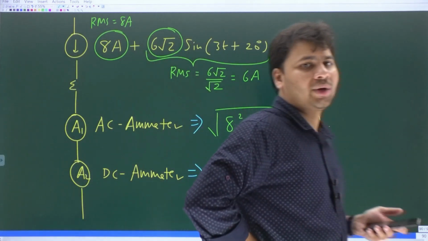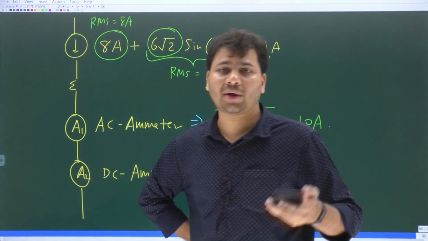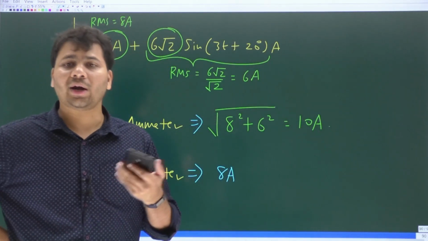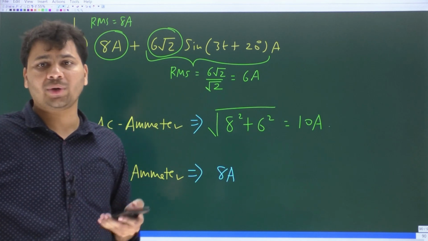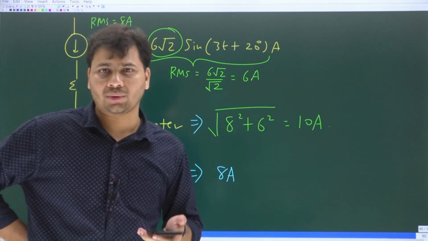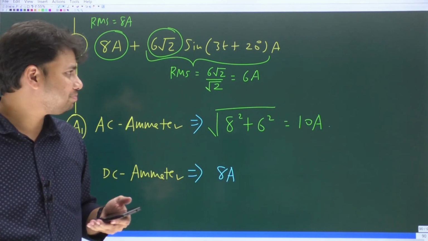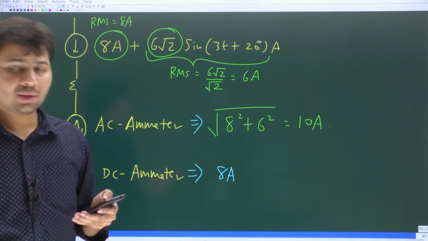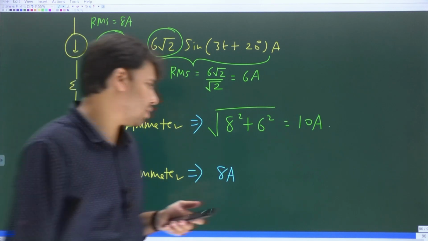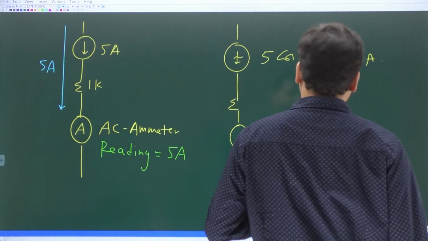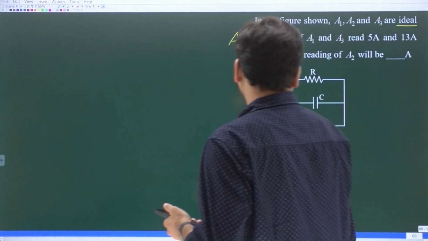And also, an ideal ammeter will behave like a short circuit. An ideal voltmeter will behave like an open circuit. You know these two trivial things, okay? Ideal ammeter is short. Ideal voltmeter behaves like an open circuit. Now let us get back to our actual question.